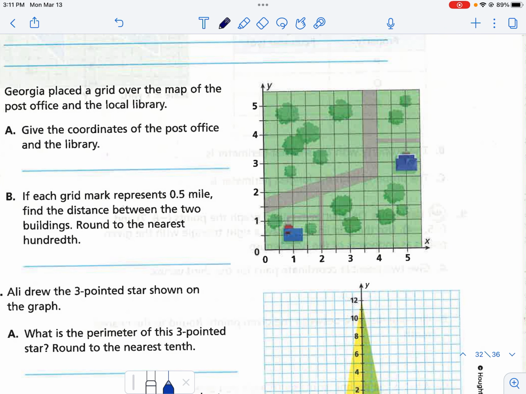So give the coordinates of the post office and the library. So this one is 5, 3. This one is 1, 1. It's a half a mile for each grid, so find the distance. So this is 4 long. This is, oh, that's not 1, 1. That's 1, 0.5. And then this goes up 1, 1, 2.5, 2.5.